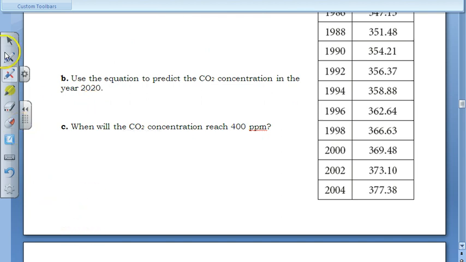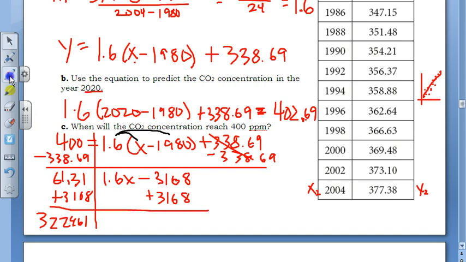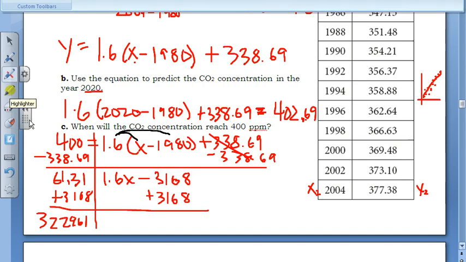Sorry, autosave. 3,229.61. And the last step is to divide both sides by the slope. Divide both sides by 1.6. And my answer is 2018. So real world meaning, in the year 2018, CO2 will reach 400 parts per million.